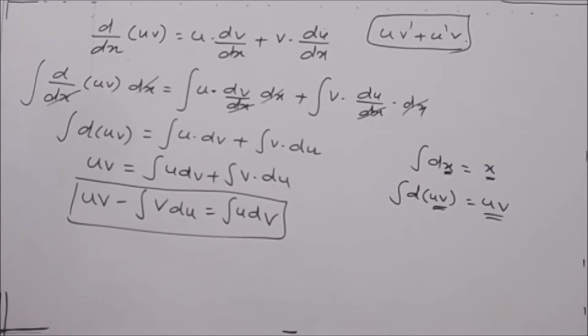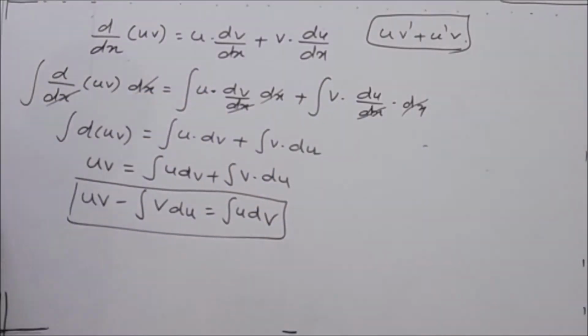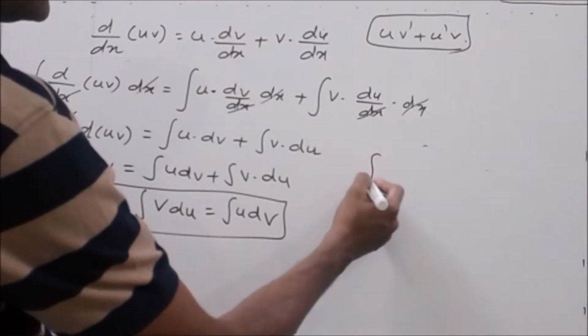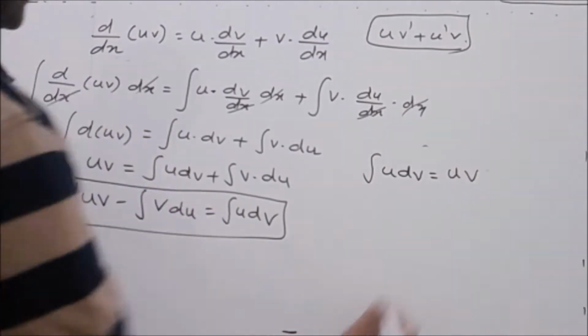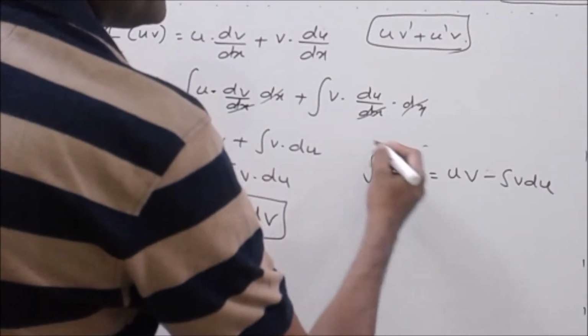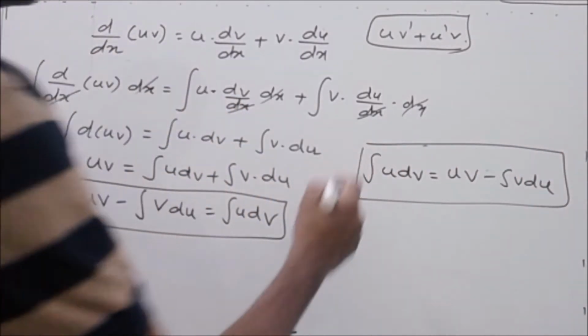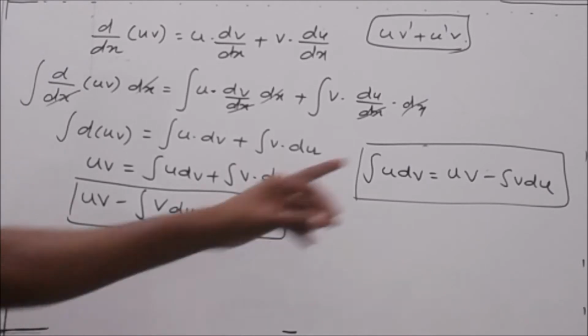We are going to apply this in integration by parts. That is known as integral u dv equals uv minus integral v du. This formula is known as the integration by parts formula. Integral u dv equals uv minus integral v du.